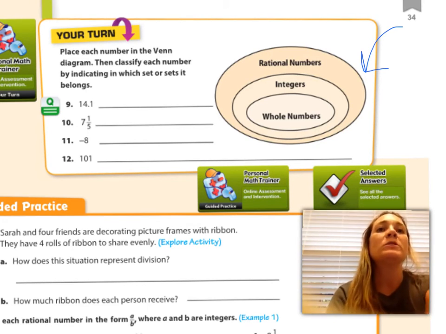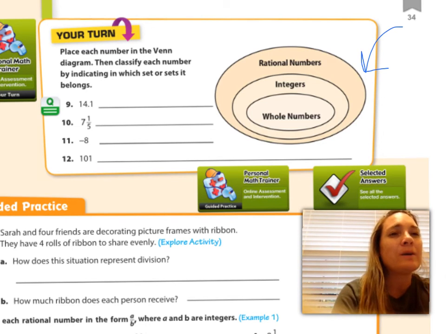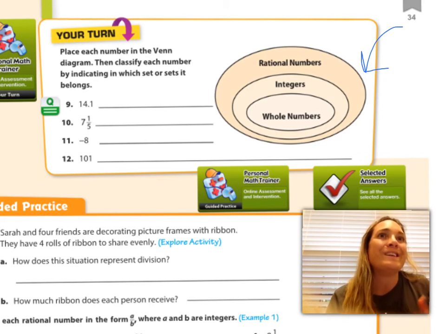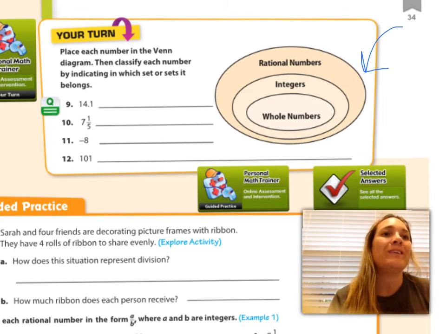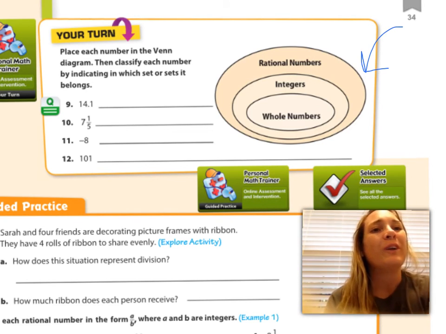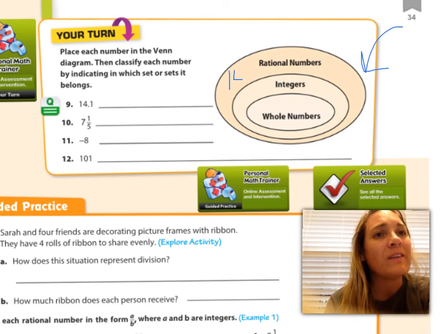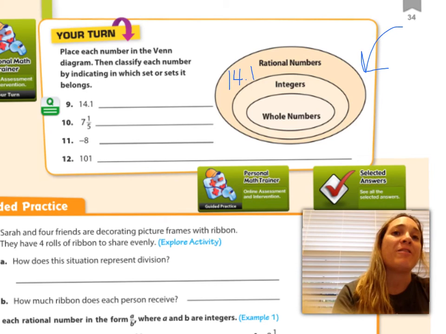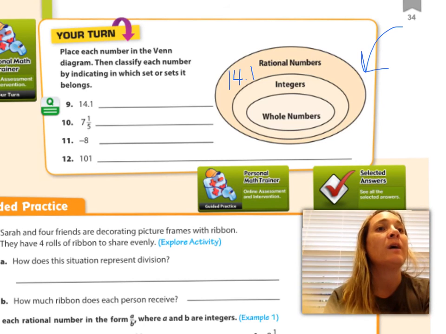Number 9, 14.1. We can't say it's a whole number because it's a decimal. And whole numbers are just those natural 0 through infinity numbers. We can't say it's an integer because integers are those 0 through infinity and then all those numbers as a negative. Those are the integers. So it would be a rational number. If it's a fraction or a decimal, it's automatically a rational number. 7 1/5. Remember I said if it's a fraction or a decimal, it's automatically a rational number.